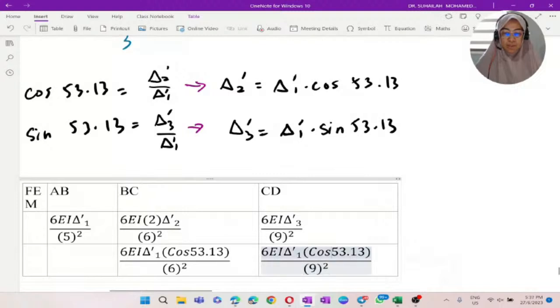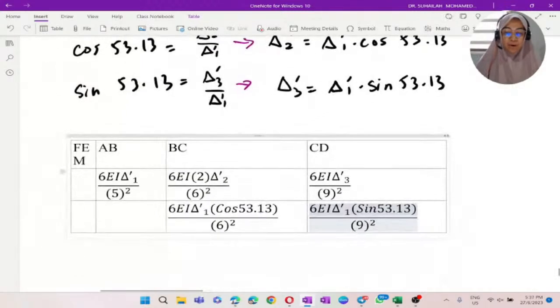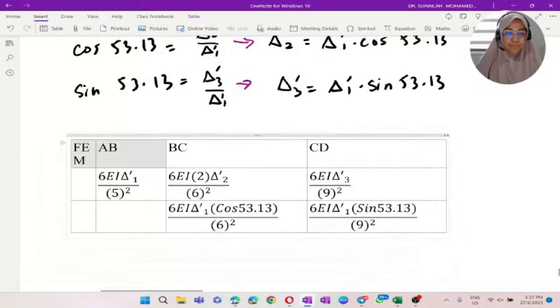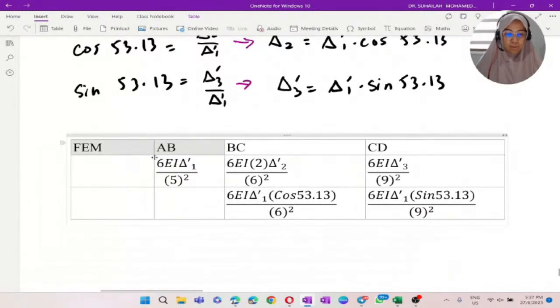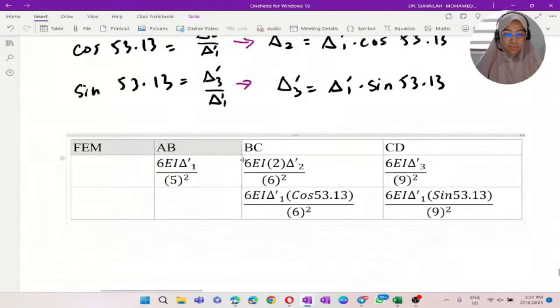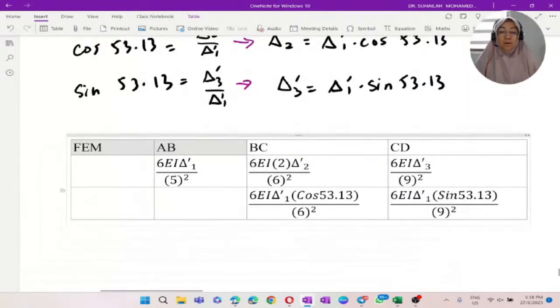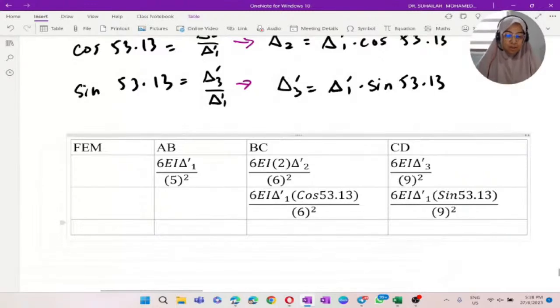Okay, so this one is sine. Delta 3 is sine. We use sine 53.13. Okay, next we have to calculate 6 divided by 5 square in terms of EI.